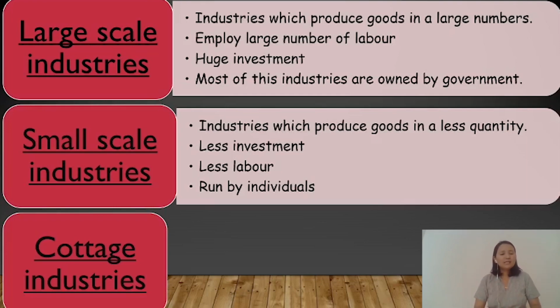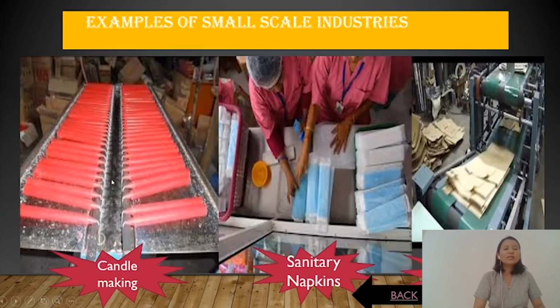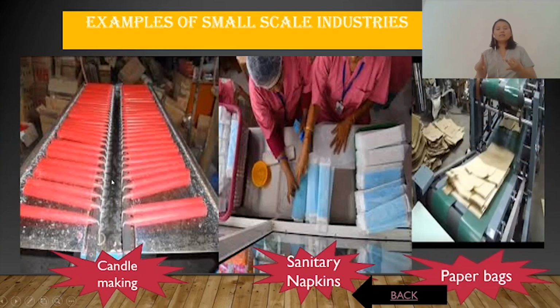Small-scale industries are run by individuals or private owners. Some examples of small-scale industry in India are candle making, the sanitary napkin industry, and the paper bags industry. All these industries come under small-scale industry because of fewer workers, less production, and less investment.